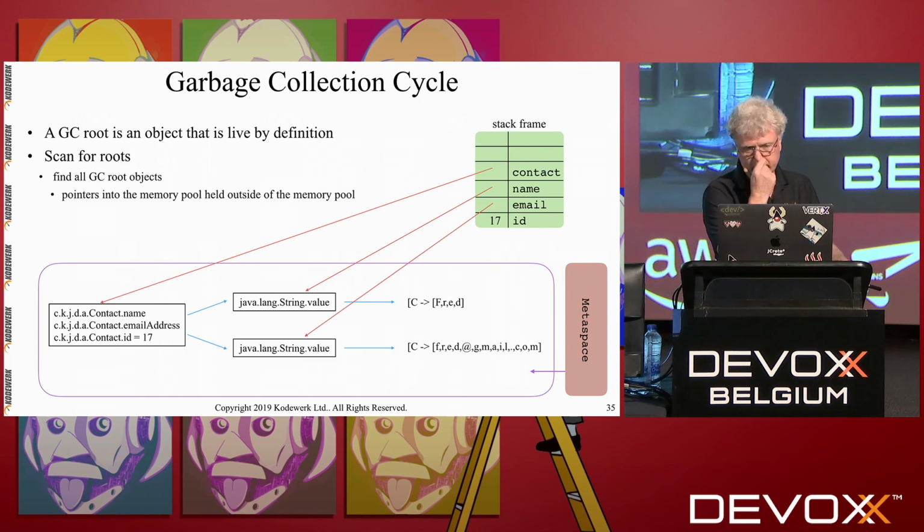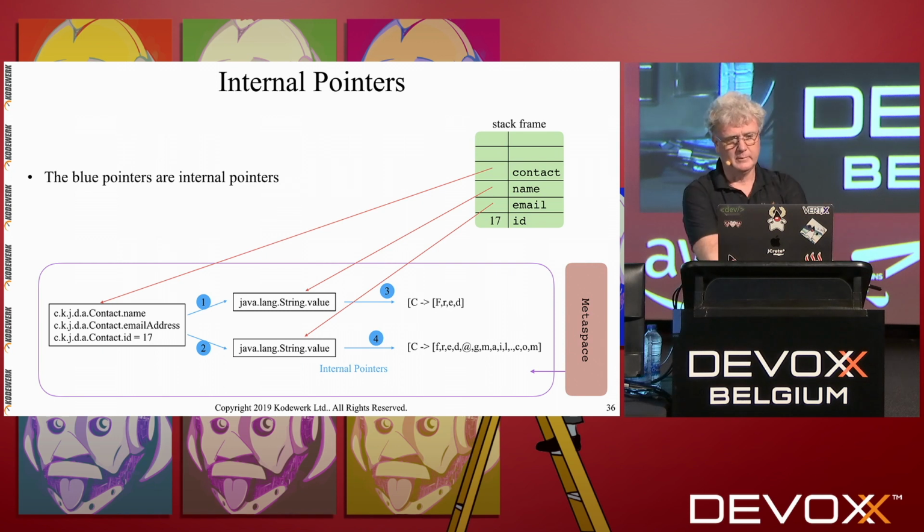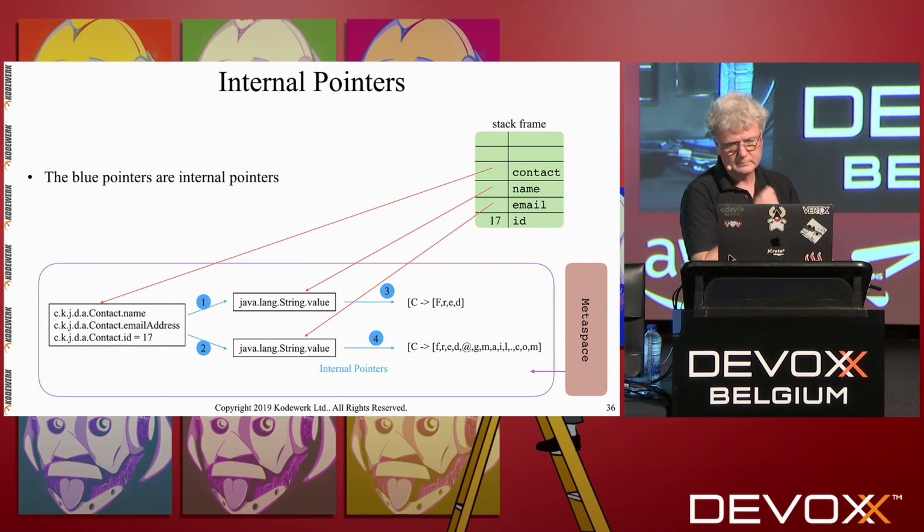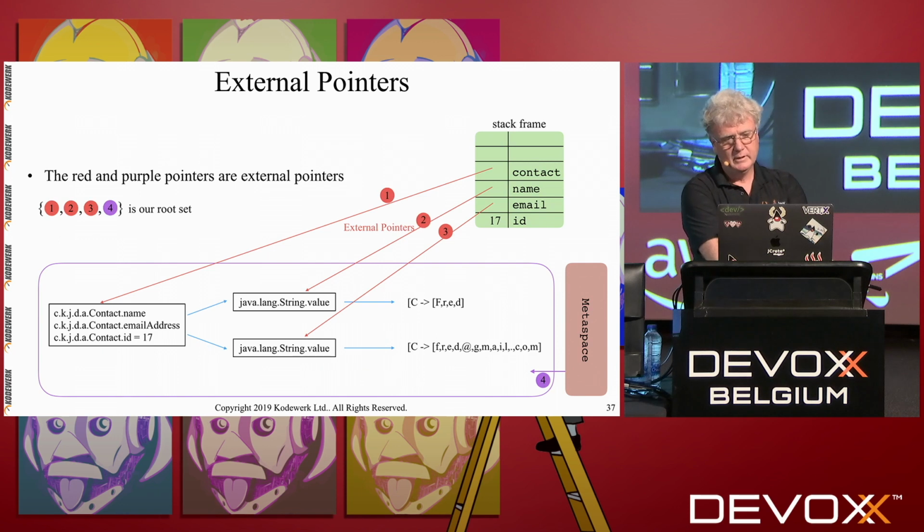Right? So let's take a look at our pointers here. So we have 1, 2, 3, and 4 blue pointers. These are internal. You can see the source and the destination are internal to the memory pool, right? And here we have 1, 2, 3, and 4 again, but these are the red ones and the purple ones. These are external to our memory pool, right?